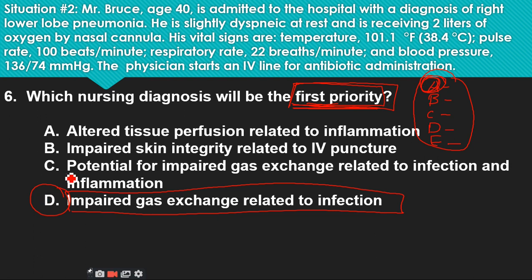When you say potential for impaired gas exchange, there's no such thing as a NANDA problem for potential, so this is very wrong. And take note, impaired skin integrity is not a priority this time, because there we are going to focus on the risk for possible infection. Altered tissue perfusion related to inflammation is basically about the circulation part of the prioritization. So the best answer for number 6 is letter D. Let's now have question number 7.